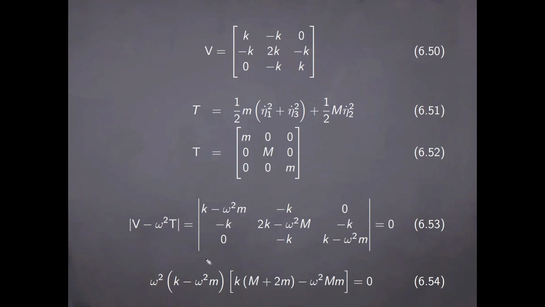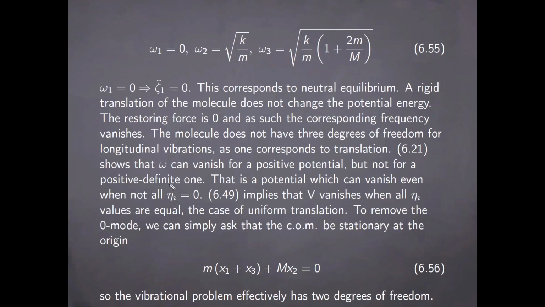So it's a very simple evaluation which leads to this expression. So we see straight away that the free frequencies of the triatomic molecule in the case of linear vibrations are the following. One of them is equal to 0. The other one is just the square root of k over m, and the third one is the slightly more complicated square root here.